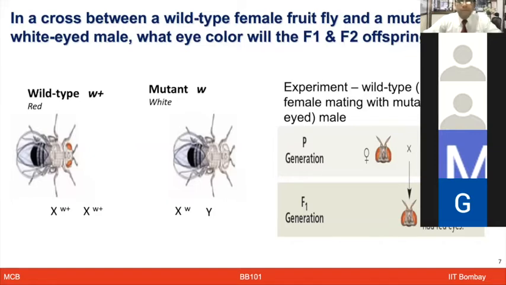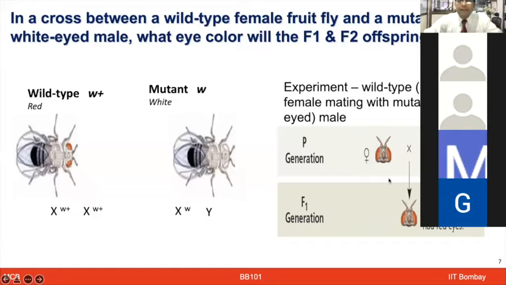So when Morgan did his experiment, he did the cross between a wild type female fruit fly, and this is what we will tell you in the questions, and you will write the notation yourself. Female fruit fly is XX, wild type means W plus, W plus, right? And a mutant white-eyed male. So male is XY, and mutant for this property means small w. So what eye color will the F1 and F2 offspring have?